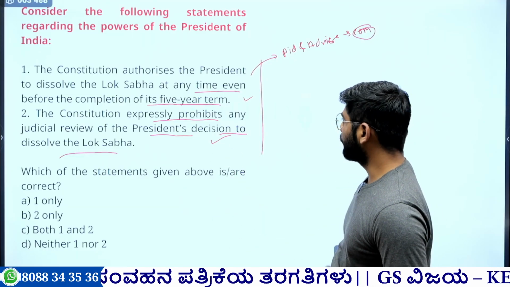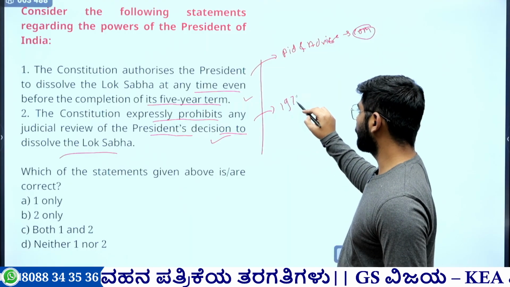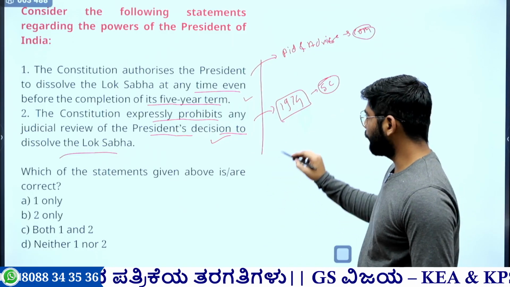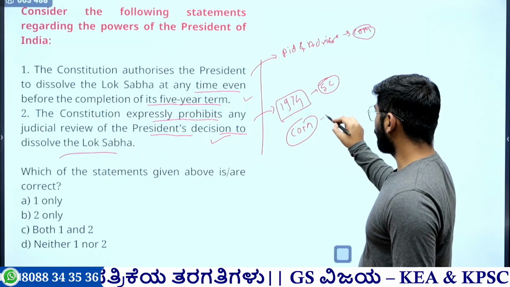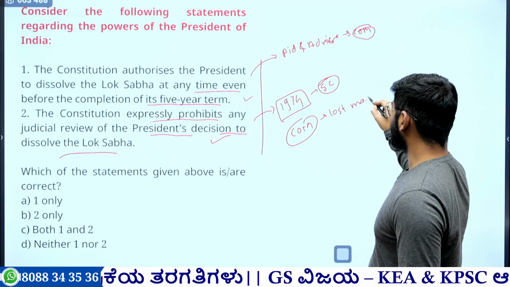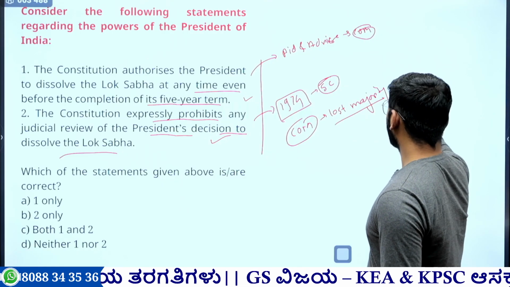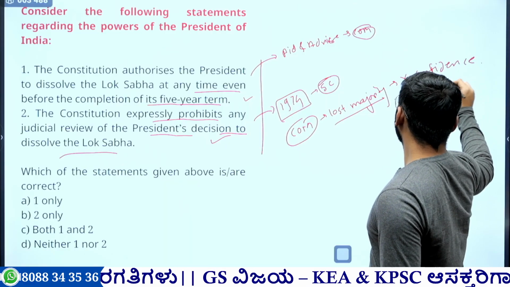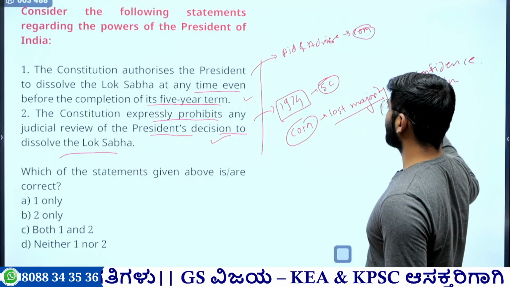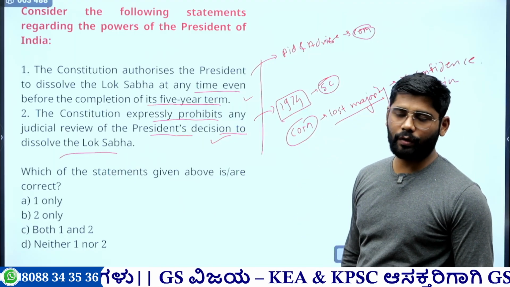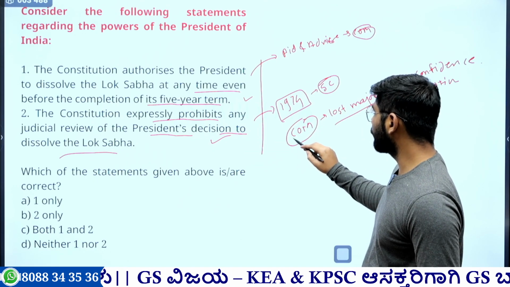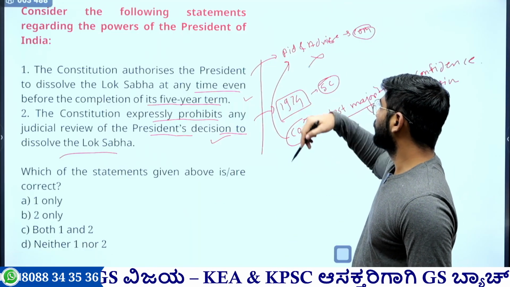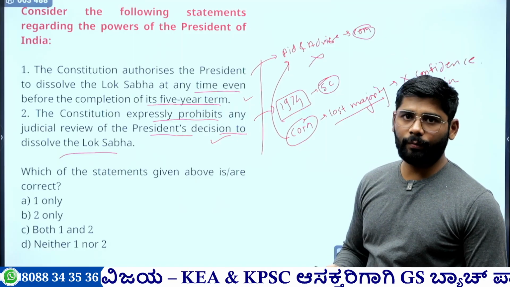Yes, it is correct, but a judicial pronouncement came in 1974 where the Supreme Court said that if the Council of Ministers has lost majority, when they are not able to pass the confidence motion, or a no confidence motion is passed against them, at that time they lose the majority. When the Council of Ministers loses the majority in Parliament, whatever aid and advice is given by this Council of Ministers to the President will not be considered constitutional, it will be unconstitutional.